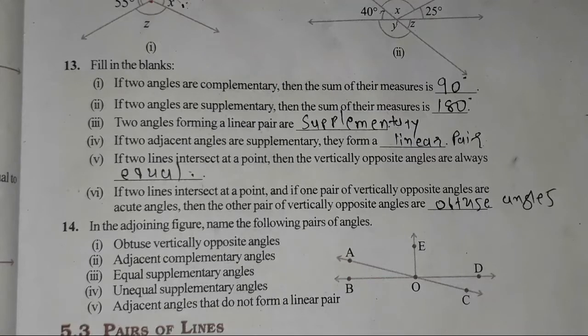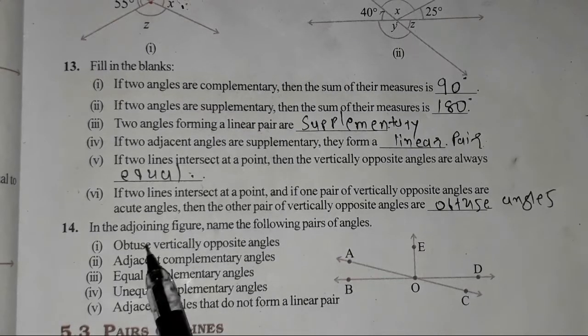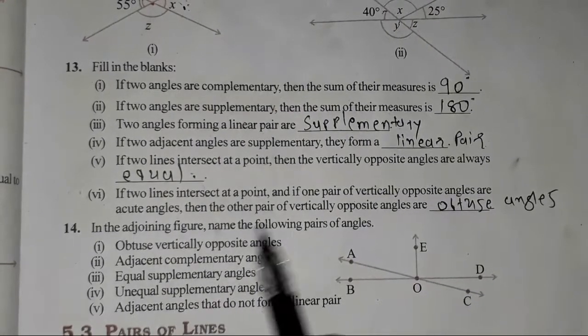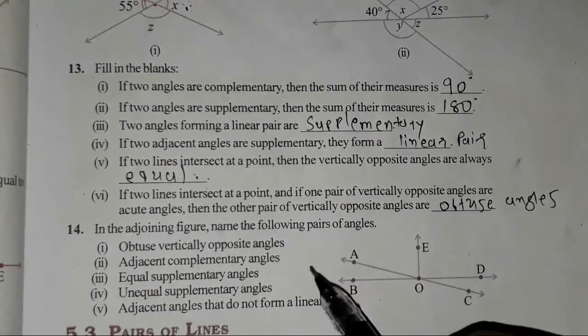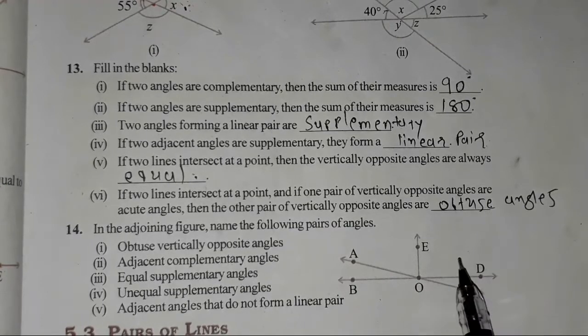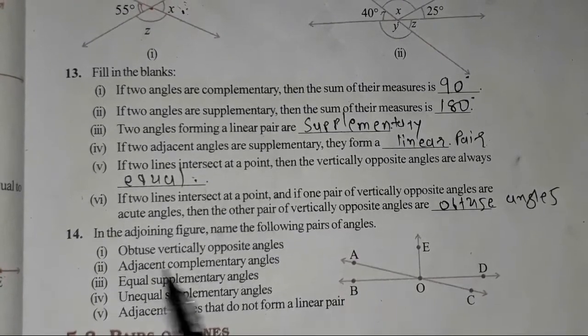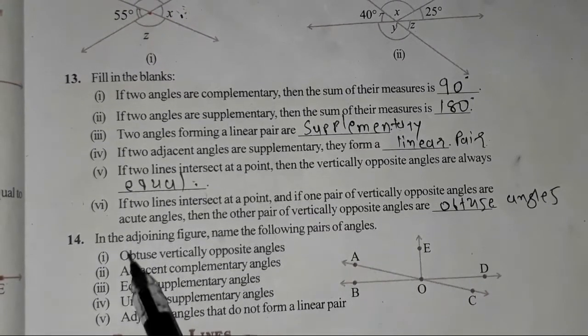Hello students, now we will start question number 14 from exercise 5.1. The question is, in the adjoining figure, name the following pairs of angles. The adjoining figure is given, and we have to verify the following pairs in that figure.